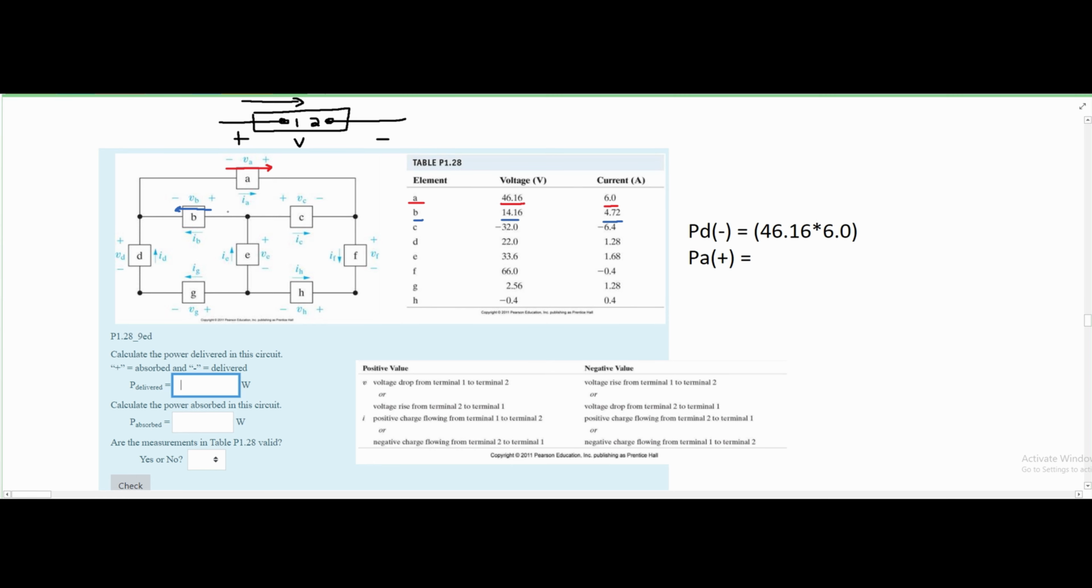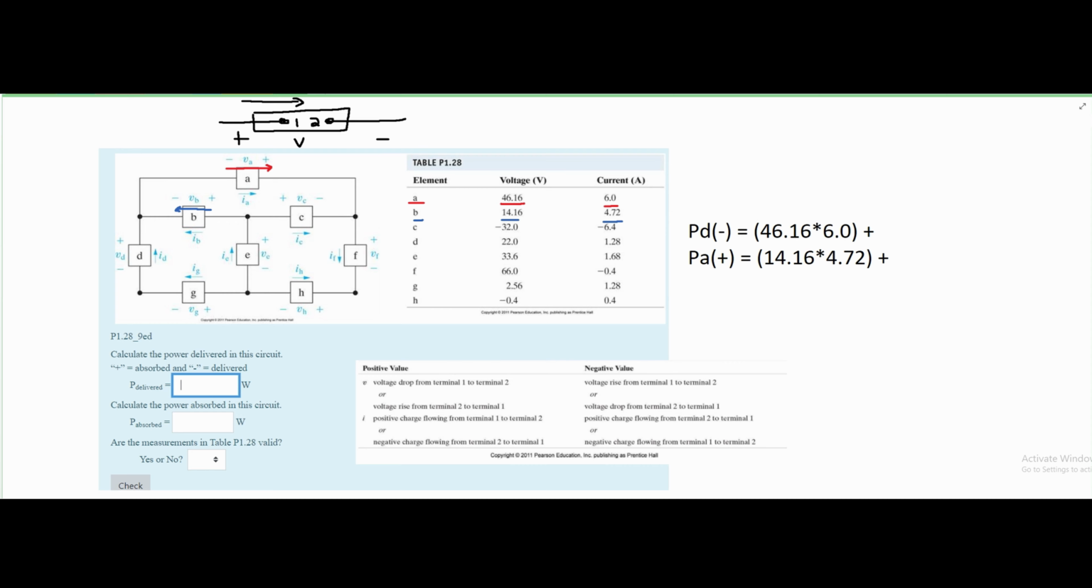It's going into the positive and out of the negative. Now we see that our current is going the same way. That means this has to be a plus. So since it's an absorption, we're going to write it down here. PA is plus, so this 14.16 times 4.72. And we're going to add this to whatever's next.